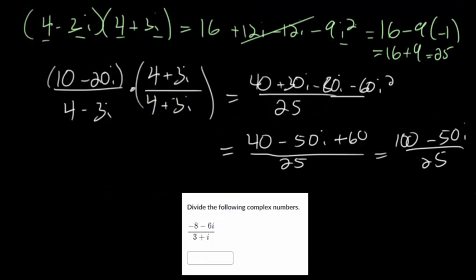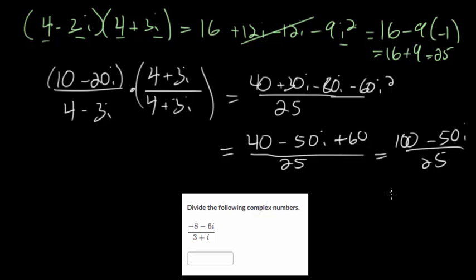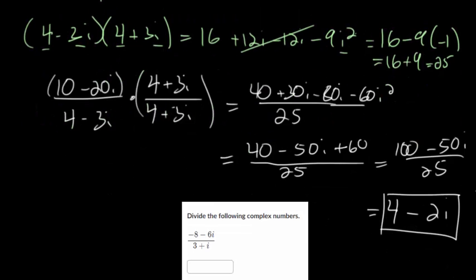And 25 is dividing into both 100 and minus 50. So 100 divided by 25 is 4. Minus 50 over 25 would be minus 2. And then the i carries along. So when we actually divide 10 minus 20i by 4 minus 3i, it simplifies to this nice, clean complex number with whole numbers: 4 minus 2i.